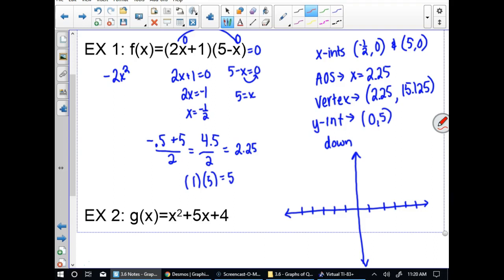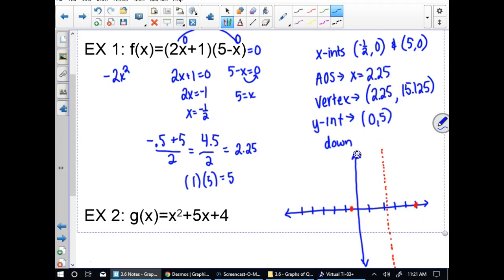So you've got negative 1/2, 0. That would be here. And 5, 0. That would be here. The axis of symmetry is at positive 2.25. So that would be about right here. You don't necessarily have to draw that dotted line, but I like to include it. The vertex is on this line, and its y-coordinate is 15.125.